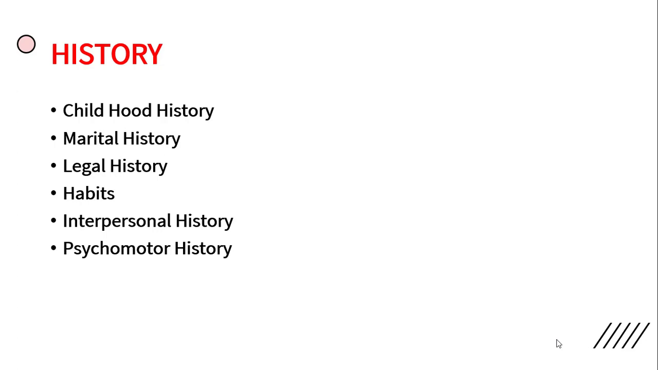Next is interpersonal history. That means the interpersonal relationship of the patient. That is, whether the patient is maintaining good interpersonal relationships, interacting with others or not, or has bad or impaired interpersonal relationships, you have to mention under interpersonal history. Next is psychomotor history. Psychomotor history means emotional control, the emotional balance capacity of the patient, or whether the patient has impaired emotional control or an overwhelmed nature, all that you have to mention under psychomotor history.